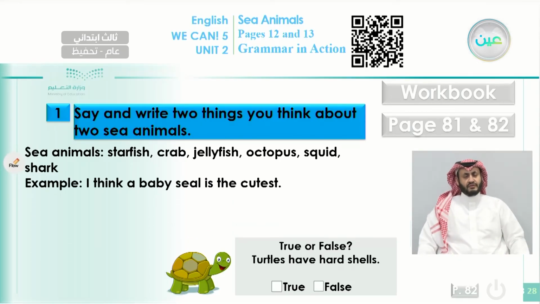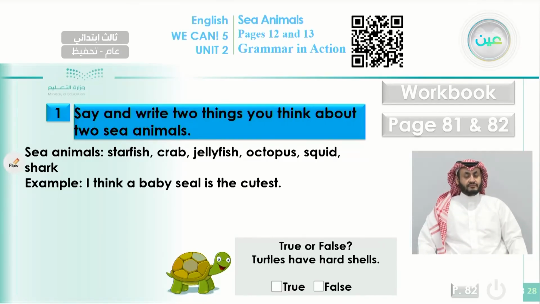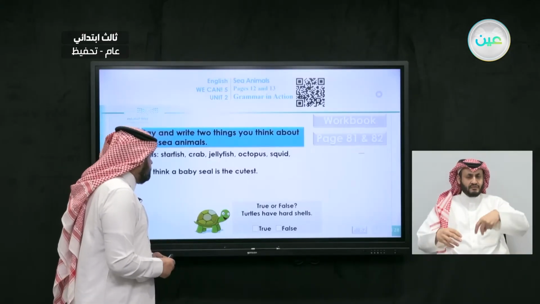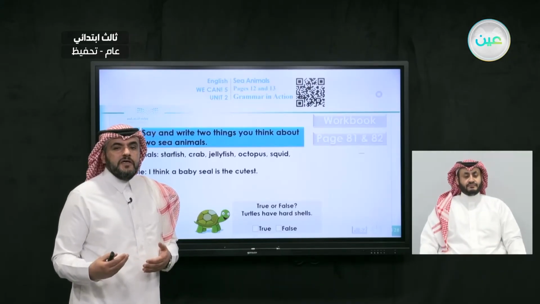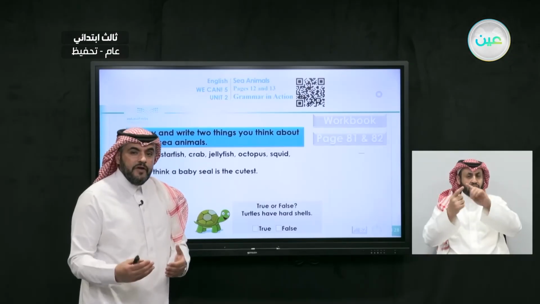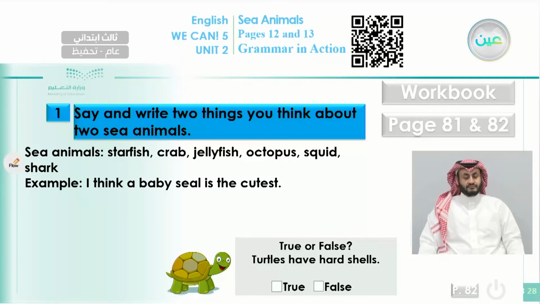For example, I think a baby seal is the cutest. Now you are using the superlative form, and you are talking about the baby seal, and you think that it is the cutest. So here we are using the superlative form to compare one thing to others. It is distinguished in this way, and it is the cutest. We're using the superlative form.